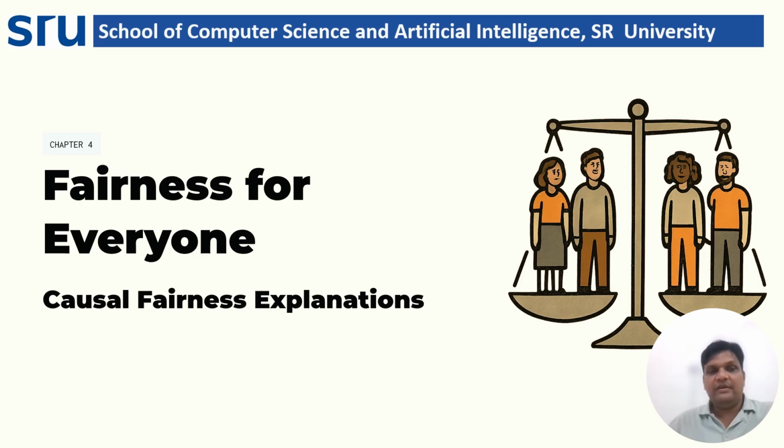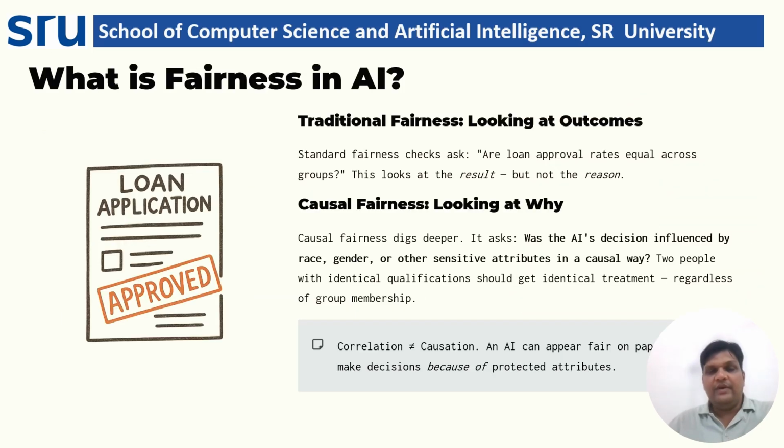Fairness for everyone. Causal fairness explanation. What is fairness in AI? Traditional fairness looks at outcomes. The standard fairness check asks, are loan approval rates equal across groups? This looks at the result but not the reason.